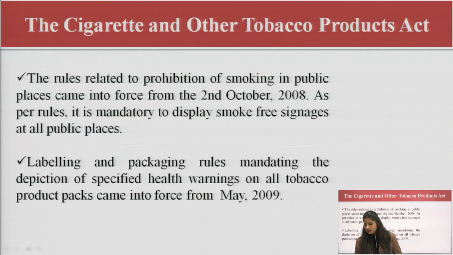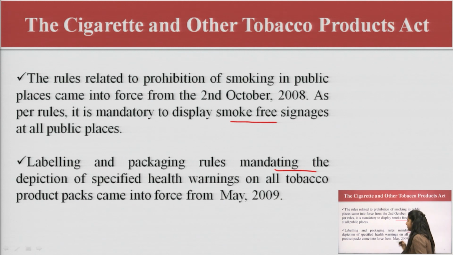Now, see the rules related to the prohibition of smoking in public places. It came into force in 2008. As per the rules, it is mandatory to display smoke free signage at all public places. So, there is some mark we have seen at public places, no smoke, smoke is not allowed. So, this type of signage is required at public places. Labeling and packaging rules mandate the depiction of the warnings I told you. These came into force in 2009.